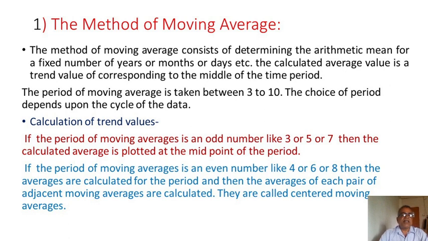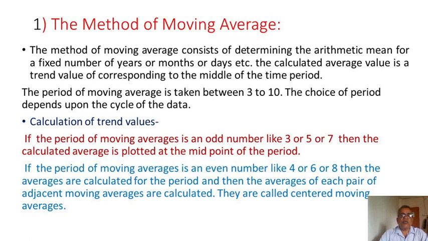So here the data is about the time and its corresponding values of the variable. For the calculation of the moving average, the period of moving average is taken between 3 to 10 years, and the choice of the period depends upon the cycle of the data. Calculation of the trend value depends upon whether the number of years given is an odd number or an even number. So these are the two ways to compute the trend values.